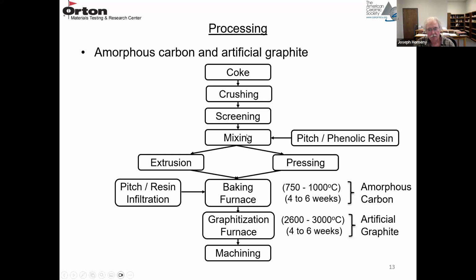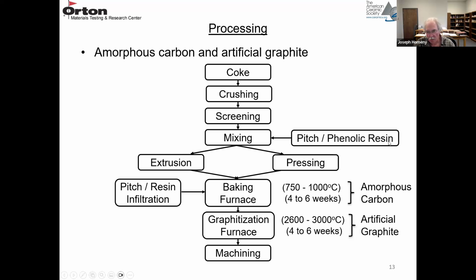The binder for coke is going to be pitch or a phenolic resin. So either one of these sources for a binder, pitch or phenolic resin, they have high carbon yield when they go through the pyrolysis process. So they each yield about 50% carbon when they are pyrolyzed. So they add carbon to the product. They're also the binder.